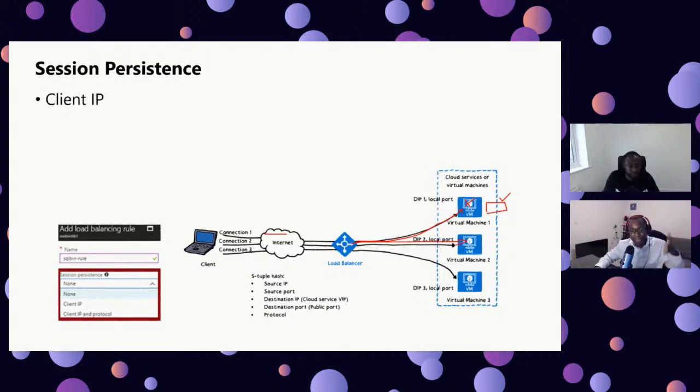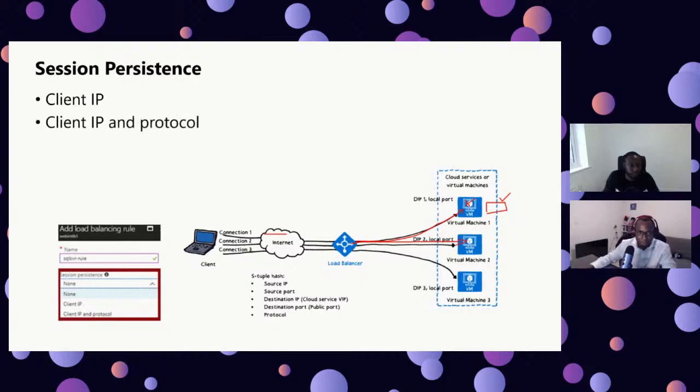We can say anything with the same client IP always gets sent to the same backend. So if your IP is 1.1.1.1, no matter which port you're communicating from or to, you always go to the same backend once that backend is selected.